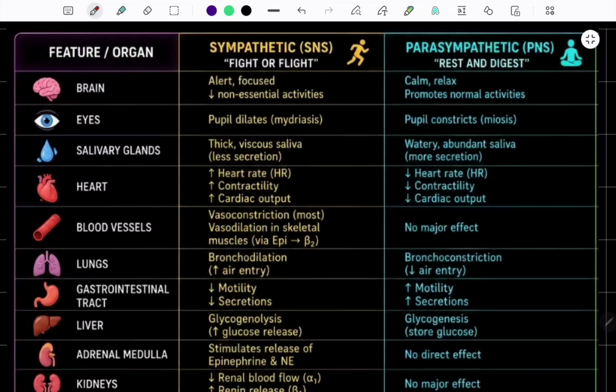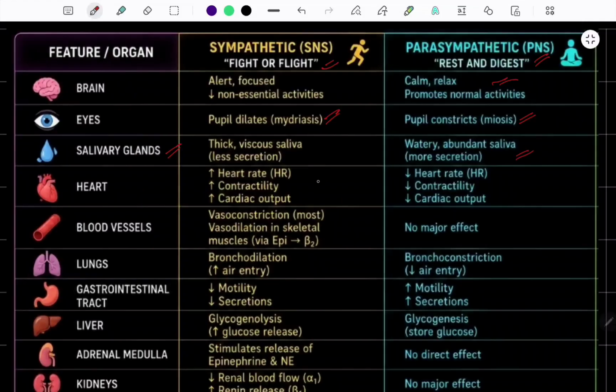Next we have the comparison table, so that you may easily understand the comparison and the difference between the sympathetic and parasympathetic systems. Obviously this system is all about fight or flight situations. This is about rest and digest. The brain is quite ultra focused in the sympathetic system, and in the parasympathetic it is calm and relaxed. As I already told you about the eyes, the pupil dilates here, that is known as mydriasis. The pupil constricts here, that is known as miosis. And then the salivary glands are quite stimulated in the parasympathetic system, right?